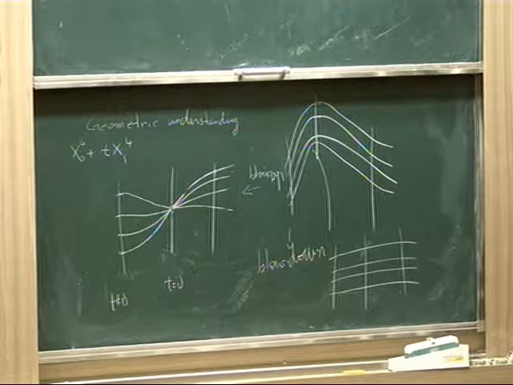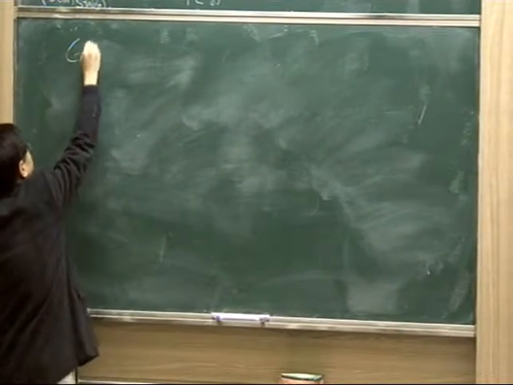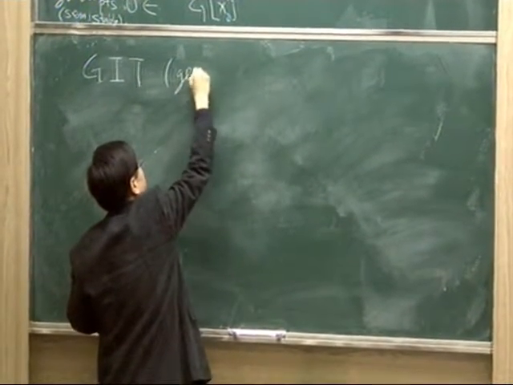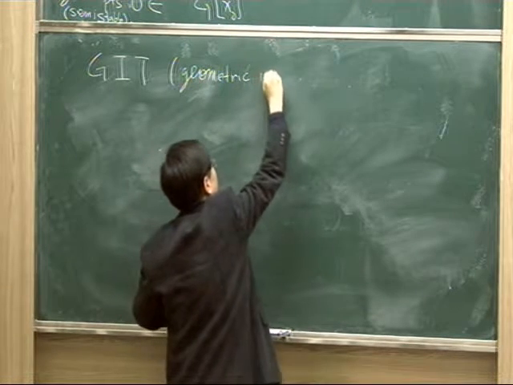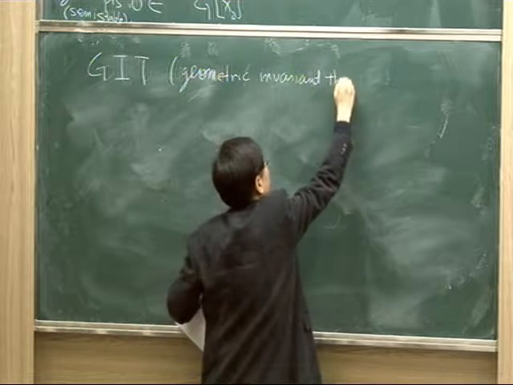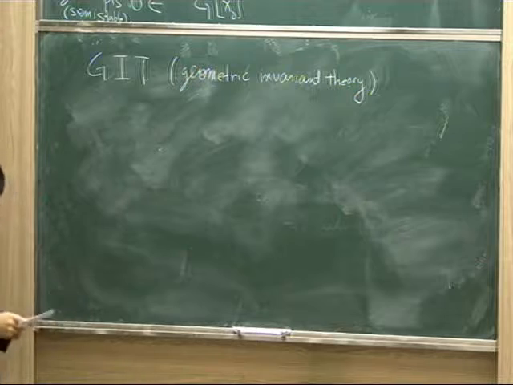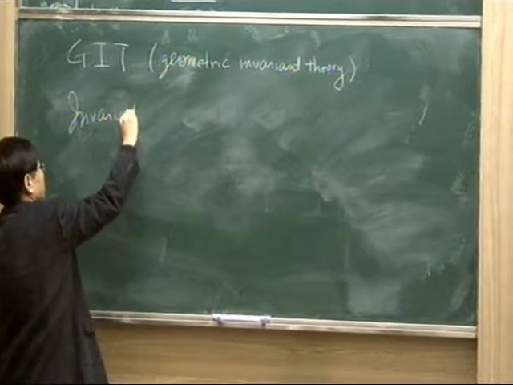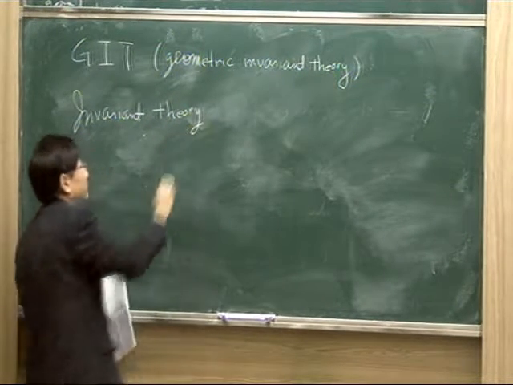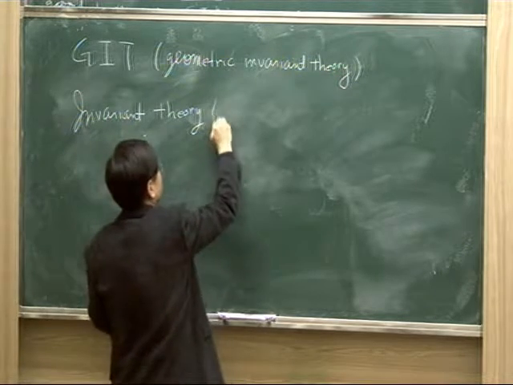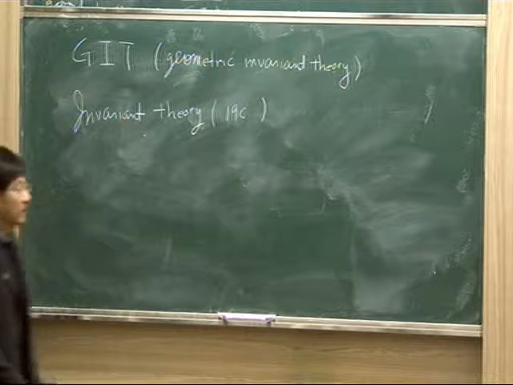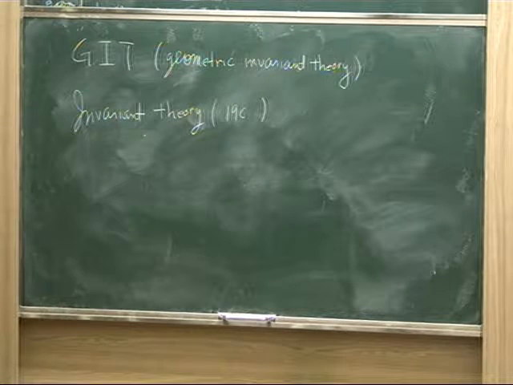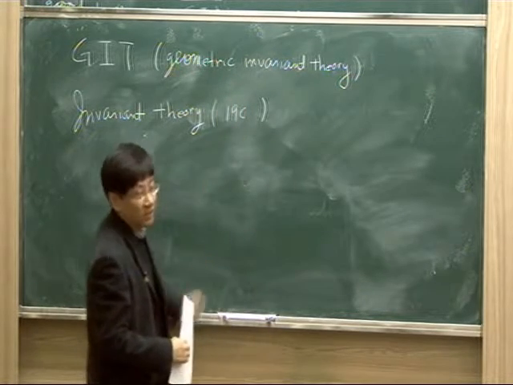Okay, so the generalization of this kind of example is called geometric invariant theory, GIT. The original geometric invariant theory comes from invariant theory, now called classical invariant theory. This theory was very popular in the 19th century, but then it was rather dead in the middle of the 20th century, and now it's becoming popular again.